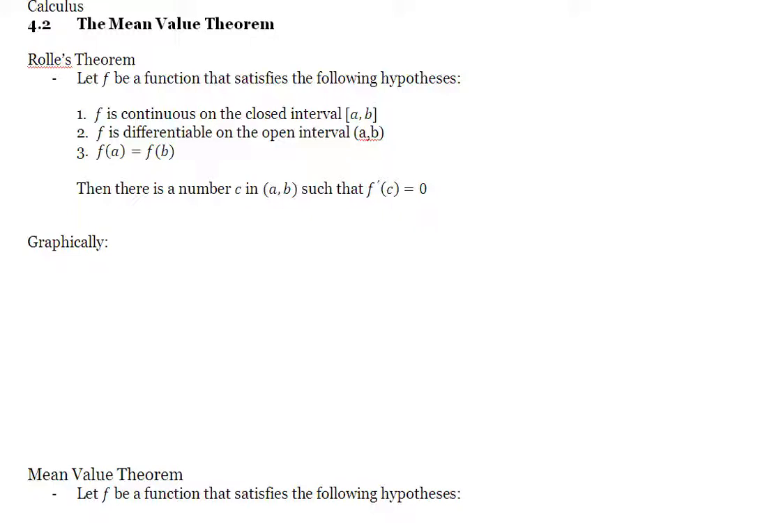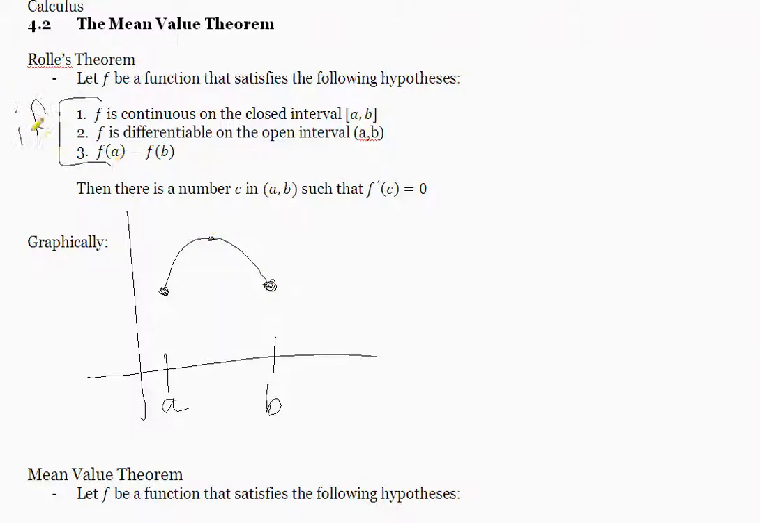Hopefully this makes sense if you think about it. I'm on some interval from a to b. If f of a equals f of b and it's continuous, then it must either be increasing and decreasing or decreasing and increasing, which would make the derivative 0 somewhere in between. So if this is true, this is what the theorem is saying, then the derivative must be 0 at some place in between, at some c value. That's all it's saying.